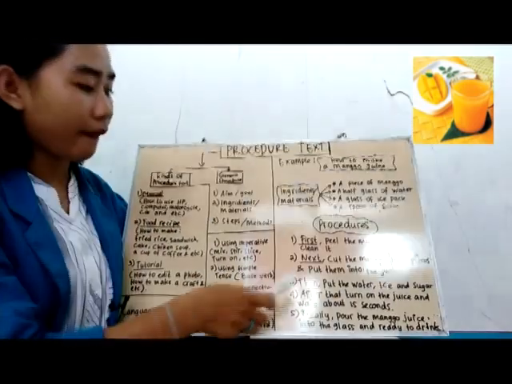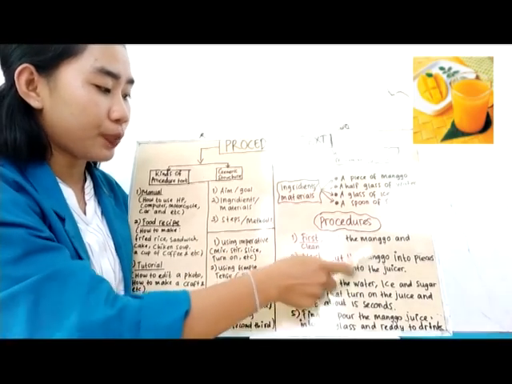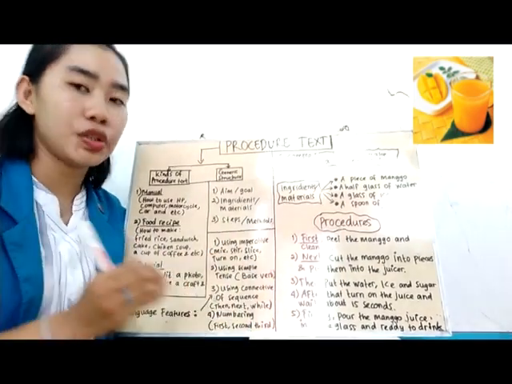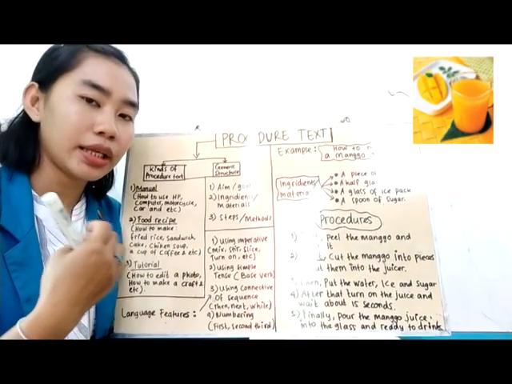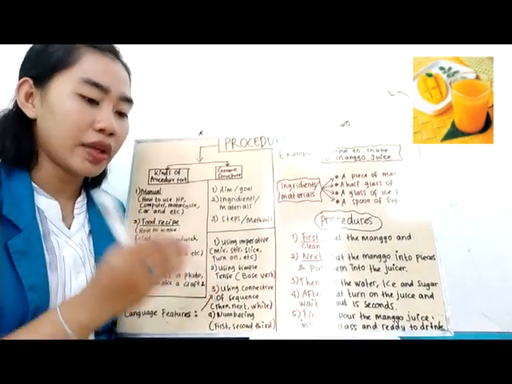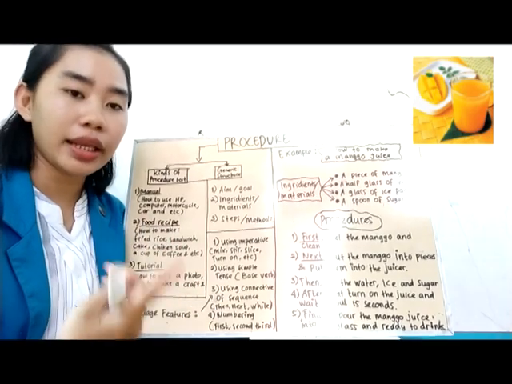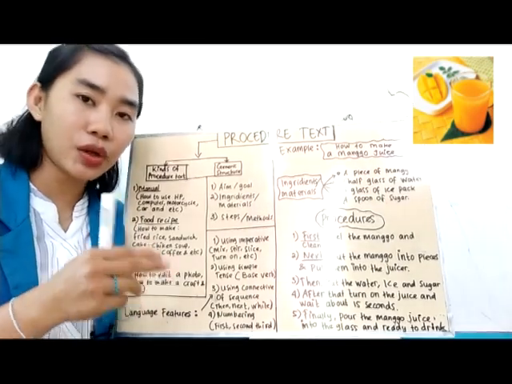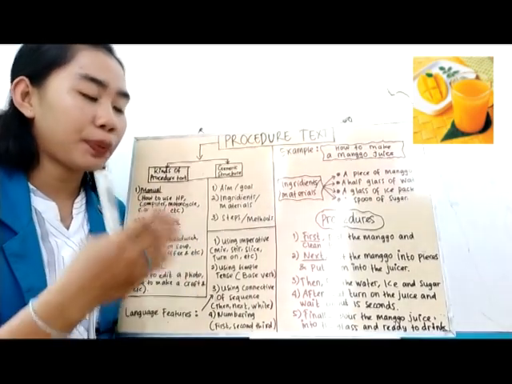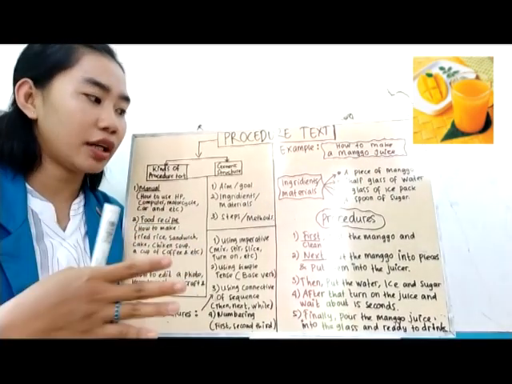And then next, cut the mango into pieces and put them into the juicer. Juicer means the blender. We know it is usually a blender. So after you peel and clean the mango, you can cut the mango into pieces and then put the mango into the blender or juicer.